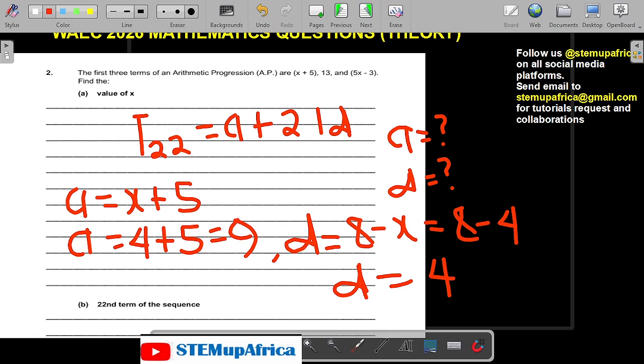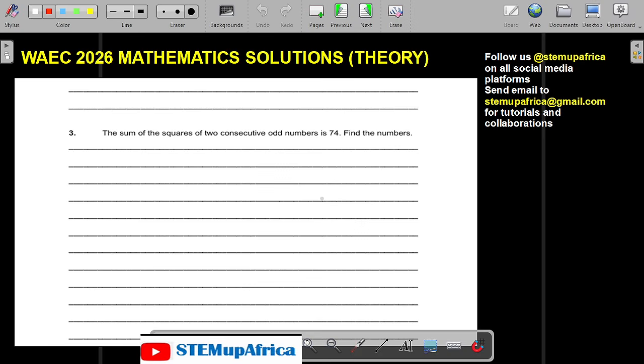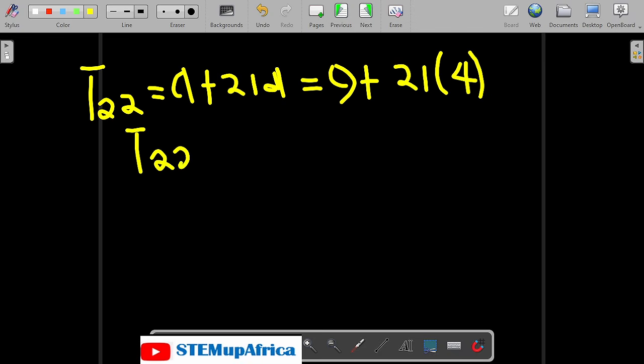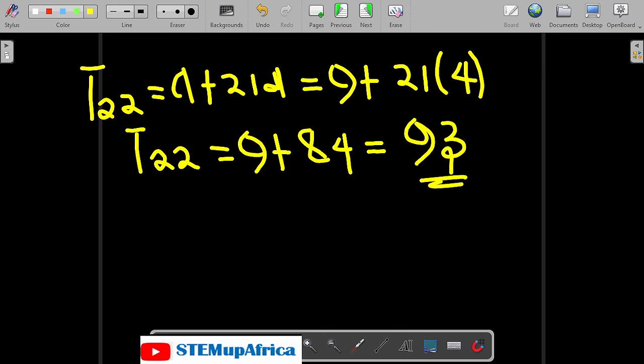Let's substitute to get our 22nd term. So now T22 is a plus 21d, which is 9 plus 21 bracket 4. So T22 will give us 9 plus 84. So if I sum 9 plus 84, what are we having? That will give us 93. So the 22nd term is 93.